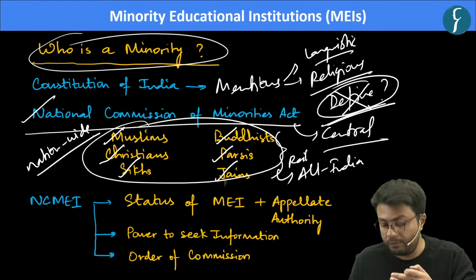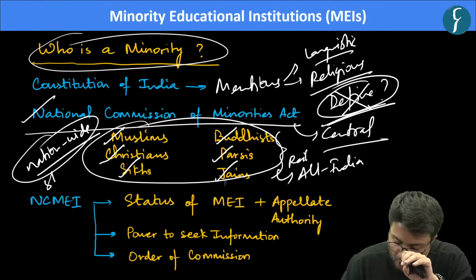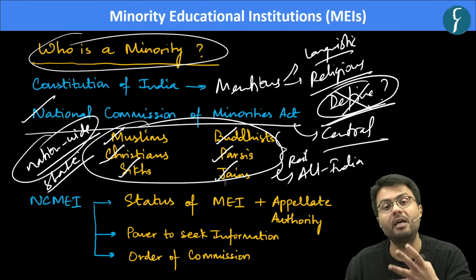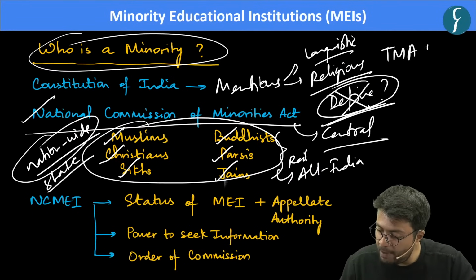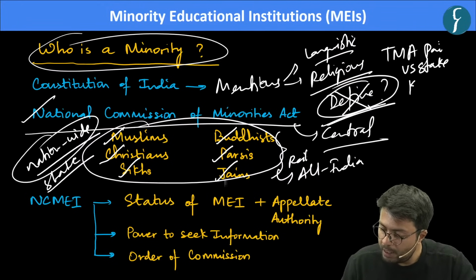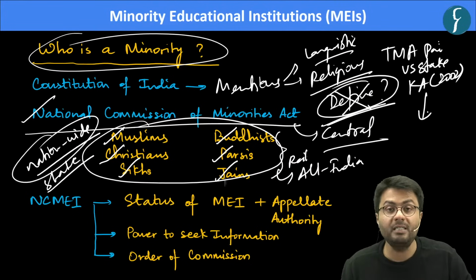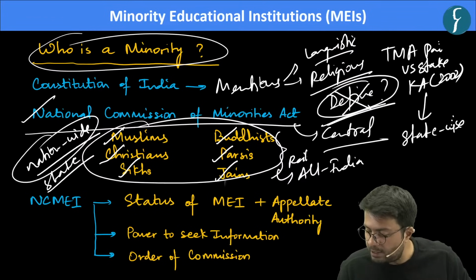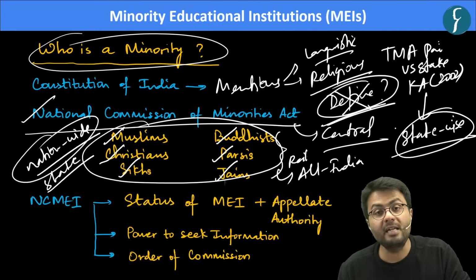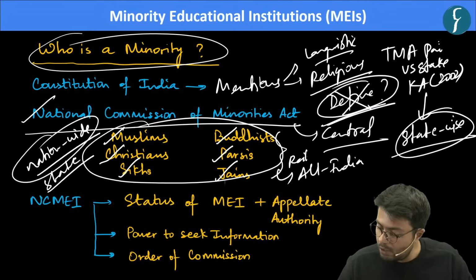However, whether this minority status should be given nationwide or state-wise came into question in front of the Supreme Court. The Supreme Court of India, in the TMA Pai case, which was TMA Pai versus State of Karnataka, in the year 2002, determined that the nature of minorities in India should be determined not nationwide but state-wise. Hence, the current status of defining the minorities in India is based on a state-wise manner.